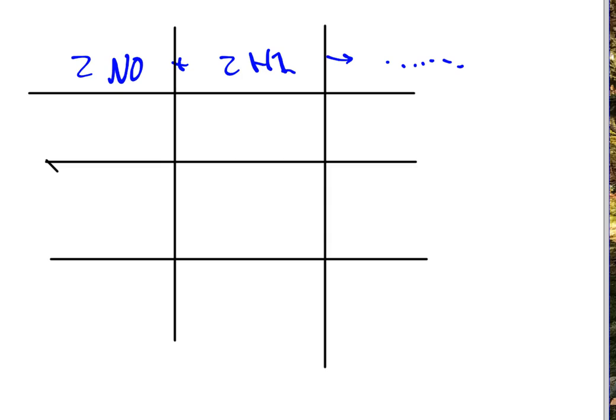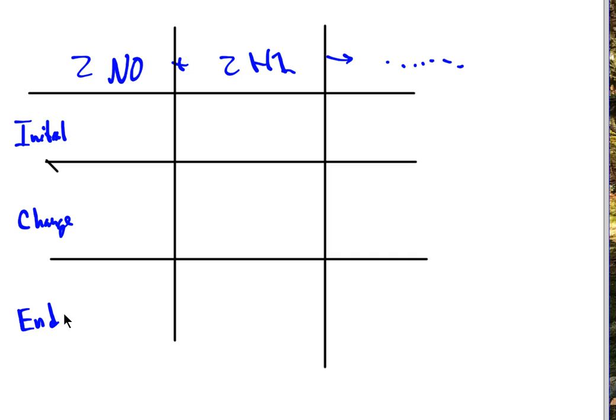Okay, now, these tables are called ICE tables. We will really use them a lot in chapters 15 and 16, like a lot. They're called ICE tables because this row is I, this row is C, and you can probably guess what this row is. E. I stands for initial, C stands for change, and E, we're going to learn, stands for equilibrium, but for now just put E means the end.